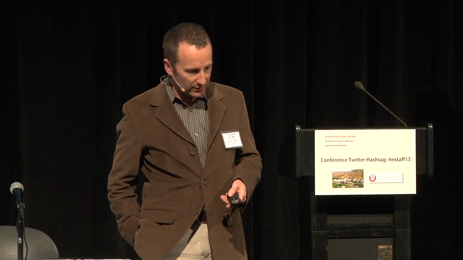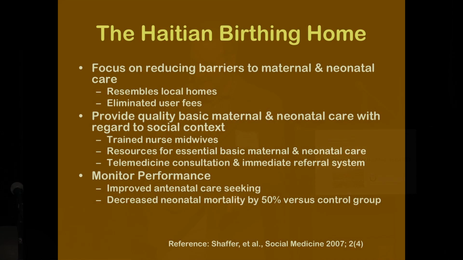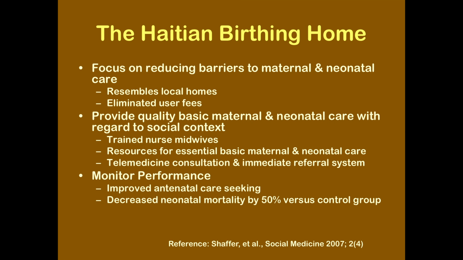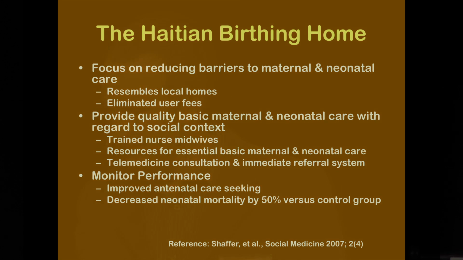Next. So the Haitian birthing home resembled local homes. There were no user fees. They provided quality care with trained nurse midwives or SBAs, and their performance was monitored. Neonatal mortality decreased by 50% versus the control group, where most of the women delivered at home rather than the birthing center. Next. The approach to children under the age of 5, next, is going to require a very different approach.